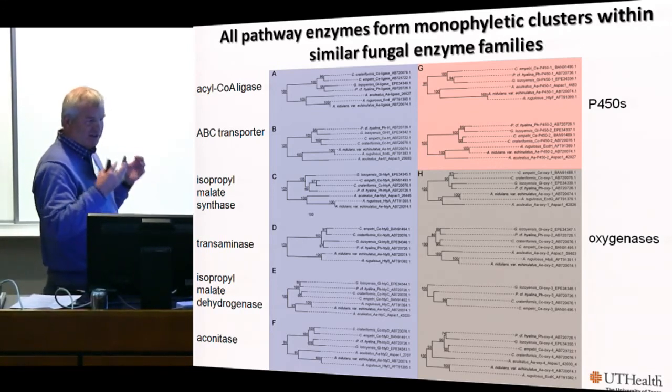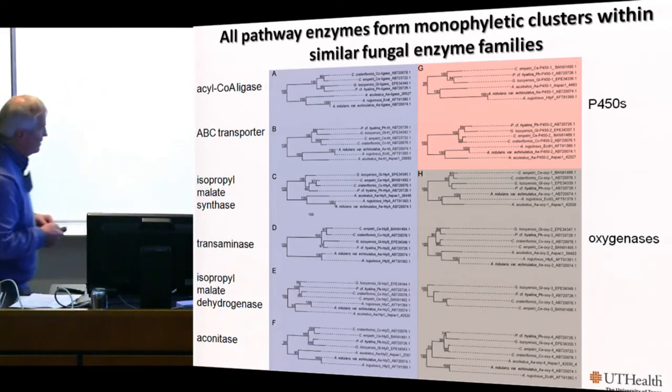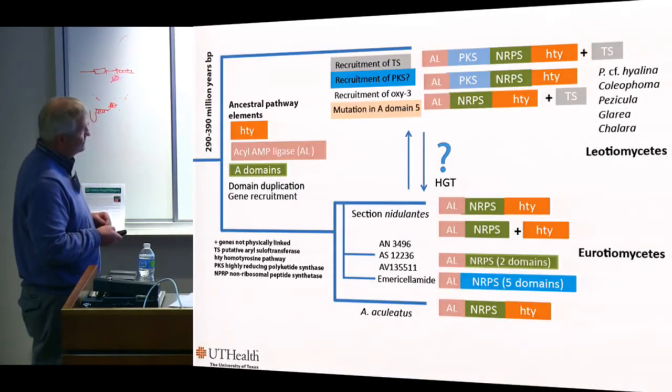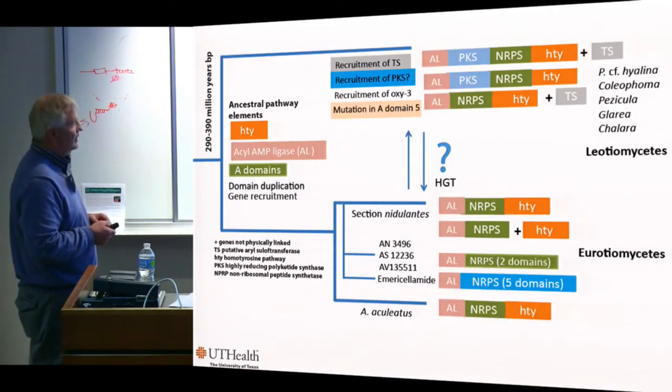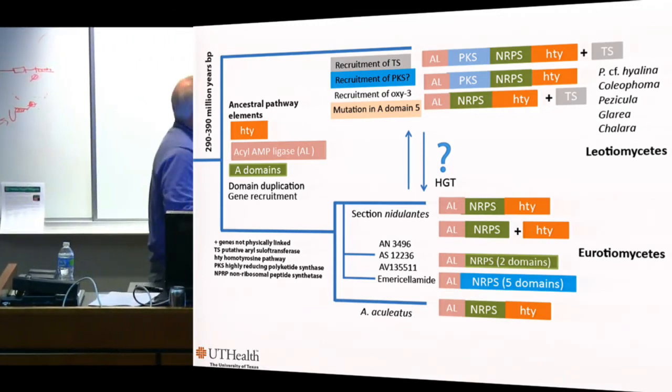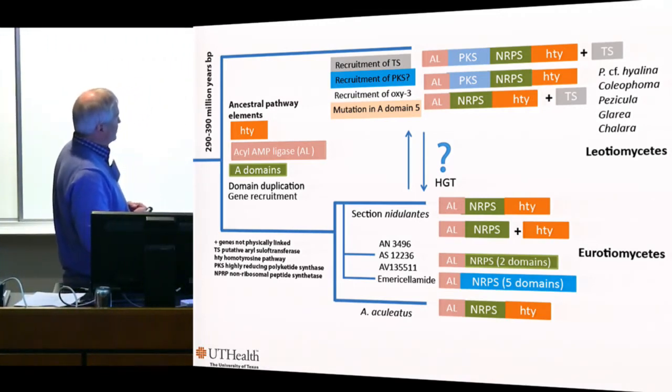So these things all came from the same evolutionary origin. So what we think, this is pure speculation now. There was some ancestor, back 300 some million years ago, and by magic, we got a homotyrosine pathway come together with an acyl-CoA ligase and some type of non-ribosomal peptide synthase. All right?